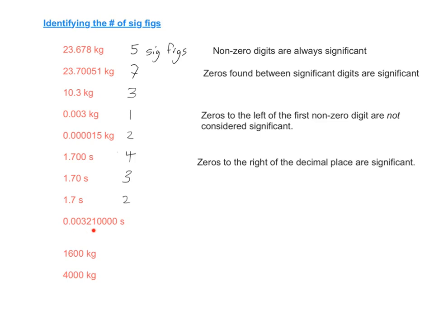Now let's take a look at this number here. And let's count up the number of significant figures. Well, these zeros, which appear on the leading edge, they do not count.